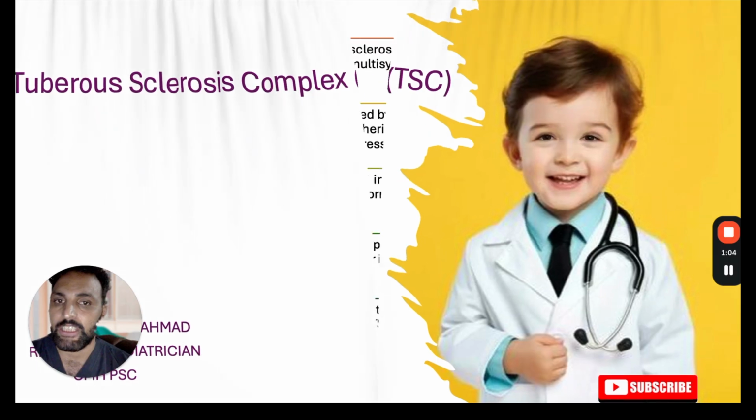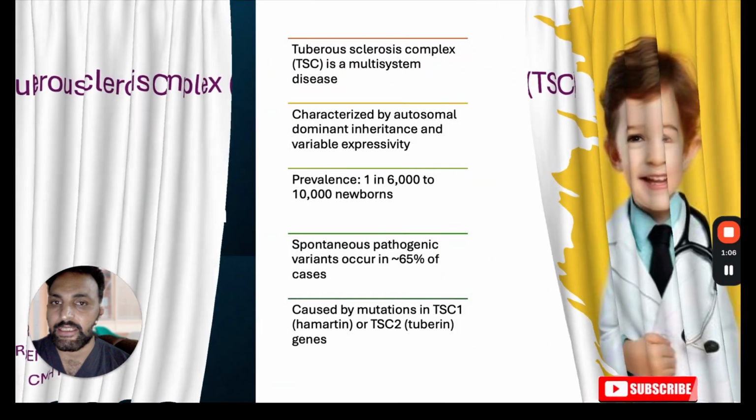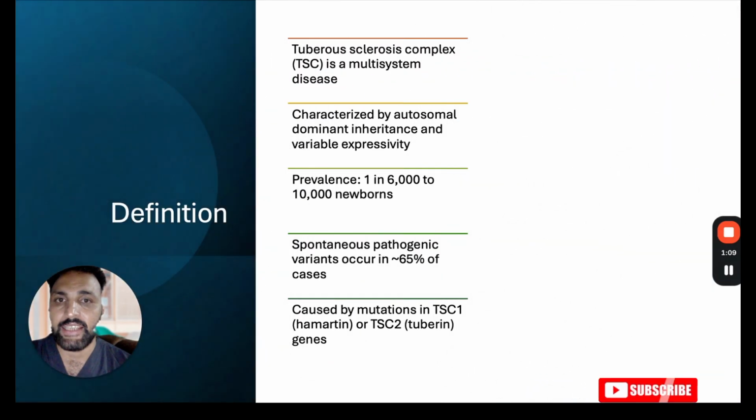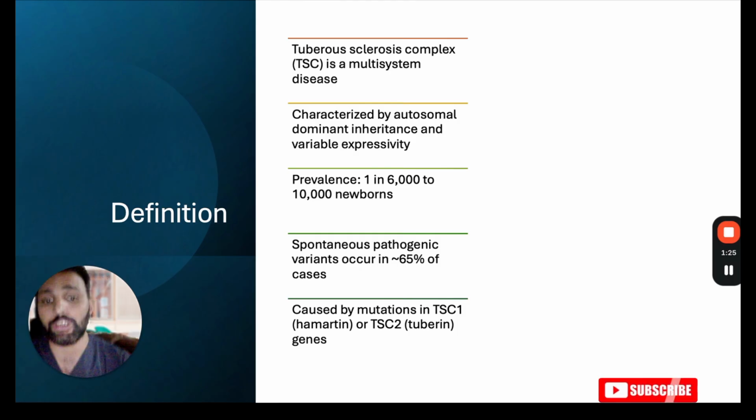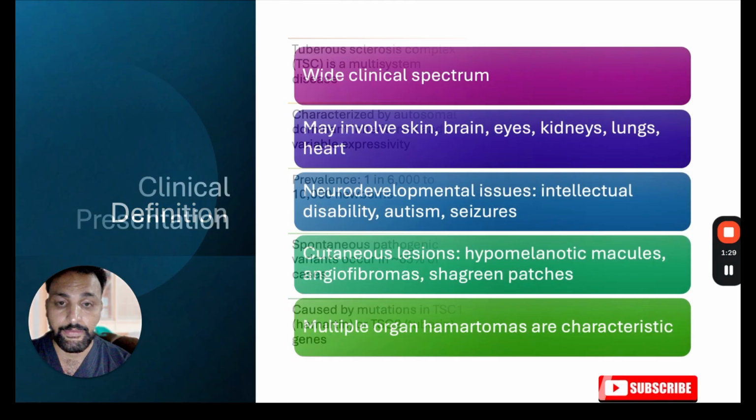Tuberous sclerosis complex is defined as a multi-system disease characterized by autosomal dominant inheritance and variable expressivity. Prevalence is 1 in 6,000 to 10,000 newborns. Spontaneous pathogenic variants occur in 65% of cases, caused by mutation in the tuberous sclerosis 1 or tuberous sclerosis 2 gene.